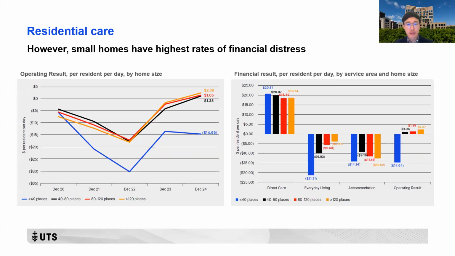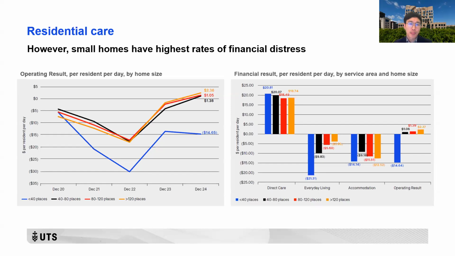Looking at the size of the homes, the figure on the left shows the smaller homes, those with fewer than 40 places, which are shown in the blue line here, are under significant financial pressure. While other home sizes reported somewhat similar financial performance, smaller homes reported the lowest operating result, a deficit of $14 in 2024, and continued to report losses over the last 5 years. Every other home size group recorded a positive average operating result in the most recent period.